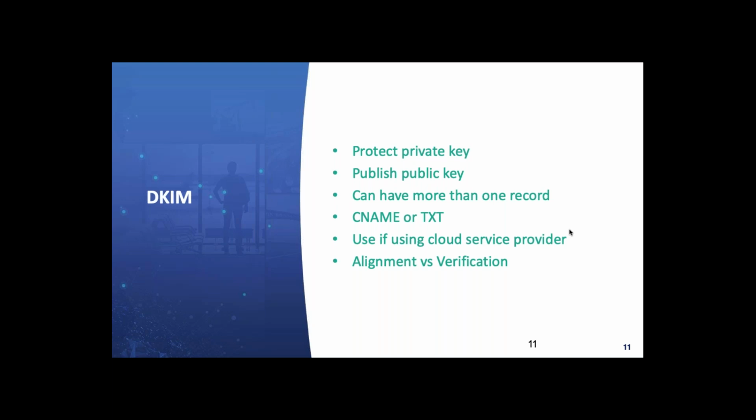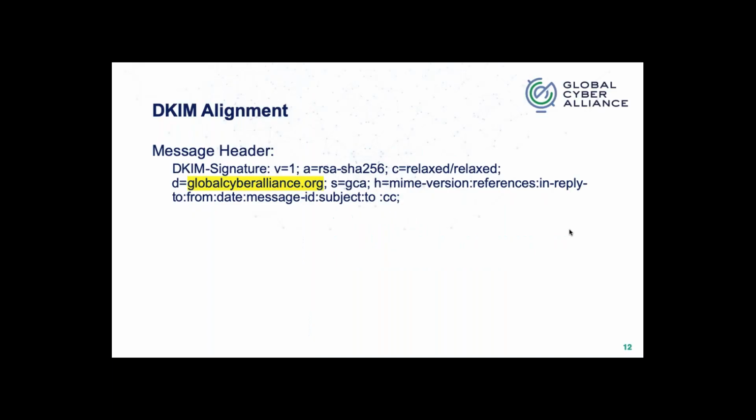And then you also do have to worry about alignment and verification for DKIM as well. Because remember, just like SPF, these are two different things. When you're doing DKIM verification, what it's doing is taking the domain name and the signature and looking that up for the DKIM public key. For alignment, it's taking the domain in the DKIM message header, in the signature, and comparing that to your from address. So those are the things that have to match.